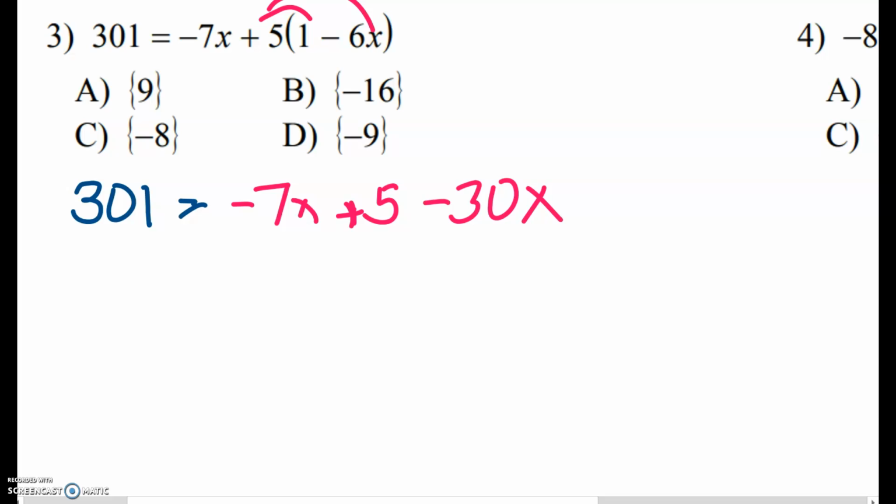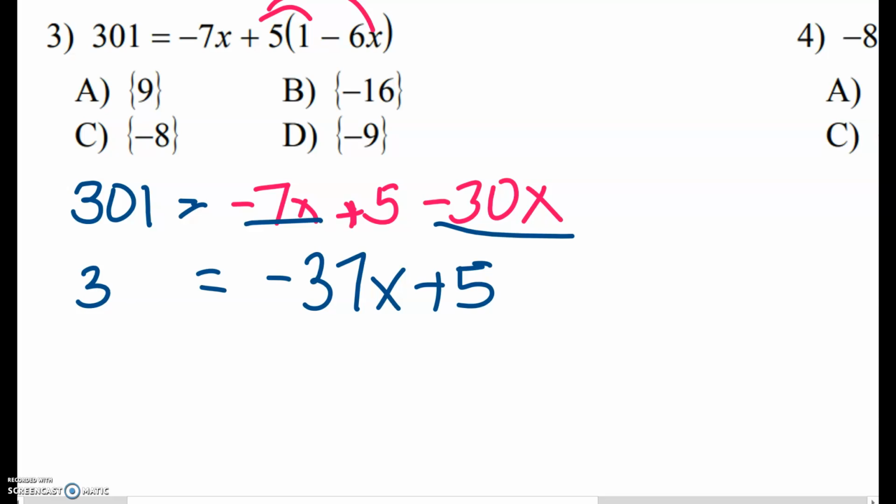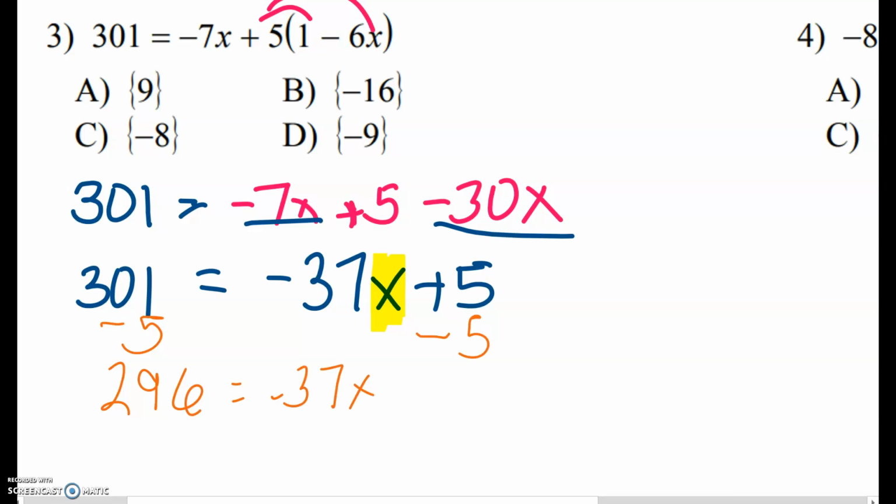Now we have all these numbers in red on the same side, so let's combine our like terms. We have negative 7x and negative 30x. If you combine those, you get negative 37x. The positive 5 has nothing to combine with. So now, here's our variable. Remember, when you have one variable, you get rid of what's furthest from the variable first, and you keep what's close to the variable. So let's get rid of the 5. 301 minus 5 would equal 296. Now we're going to divide both sides by negative 37.